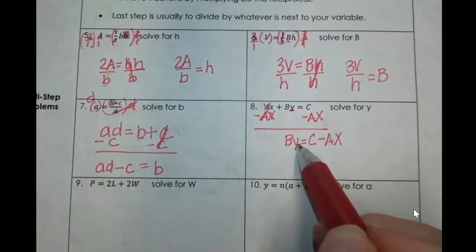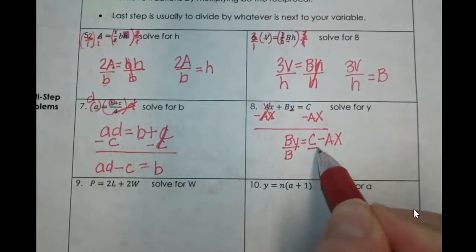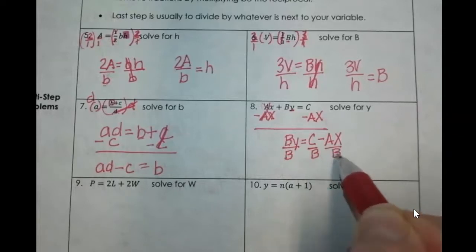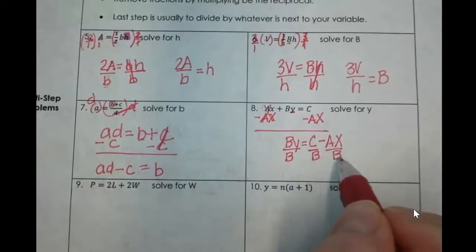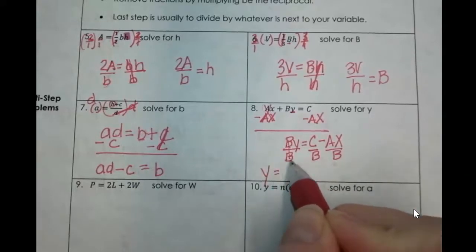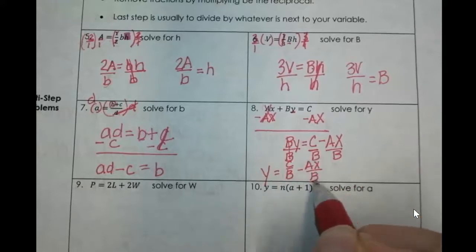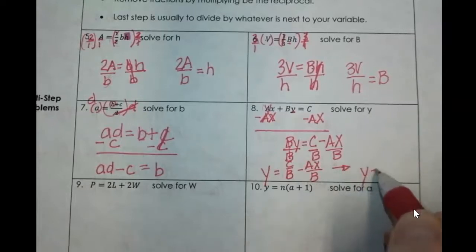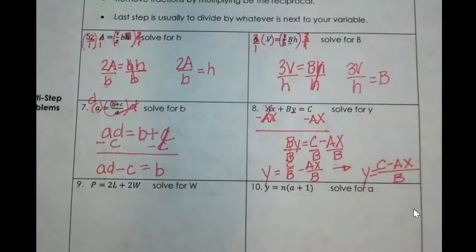So now I have b times y, and I want y alone, so the inverse operation is divide by b. This whole side is going to be divided by b. But there's not going to be any simplifying, so I'll show you how we can simplify it. So this cancels. We have y equals c over b minus ax over b. Because they're both over b, c minus ax over b. It's kind of junky, and I know we don't like fractions, but we do have to deal with them.